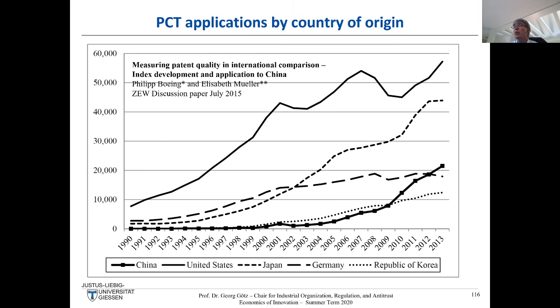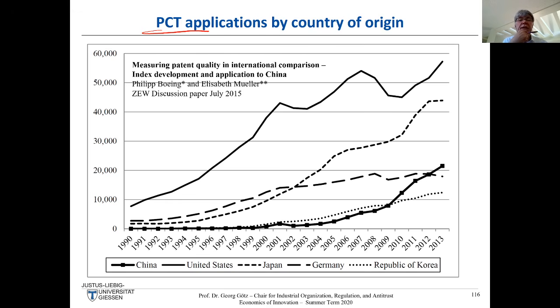Interesting. So I already talked about China. China is always an interesting topic in the tech sector, not only there, but also in international trade. And what you see here is from a study of Philipp Böing and Elisabeth Müller, who formerly were with the ZEW. Elisabeth Müller is right now professor in Frankfurt, I think.